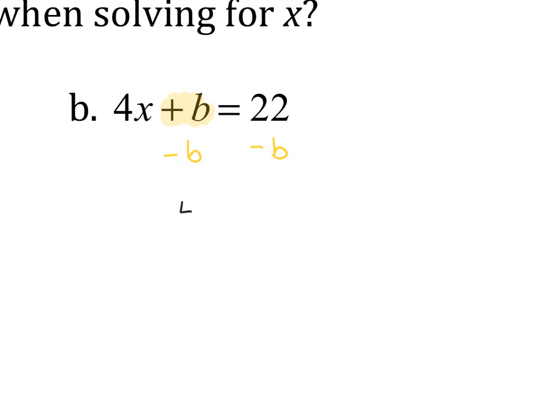Why? Because they're not like terms. So when they can't be simplified, you write them as you see it. So don't stop and say, we can't do anything. I can't write anything. You can. It's just you can't simplify it into a single term. Now we just say 22 minus B.